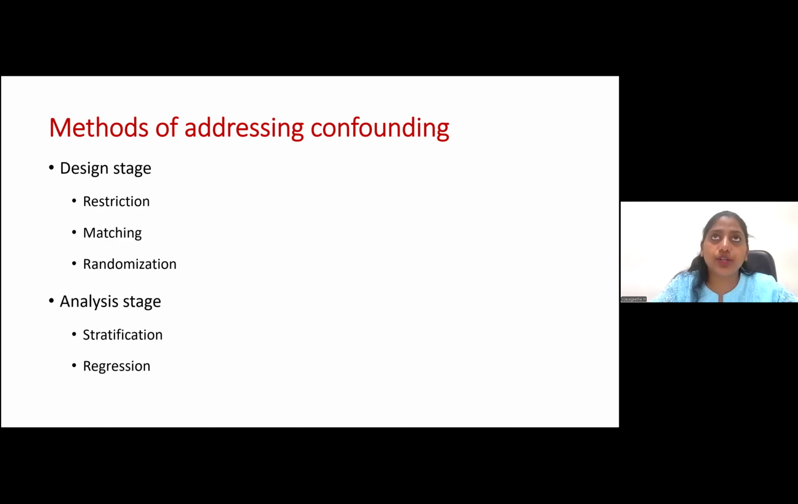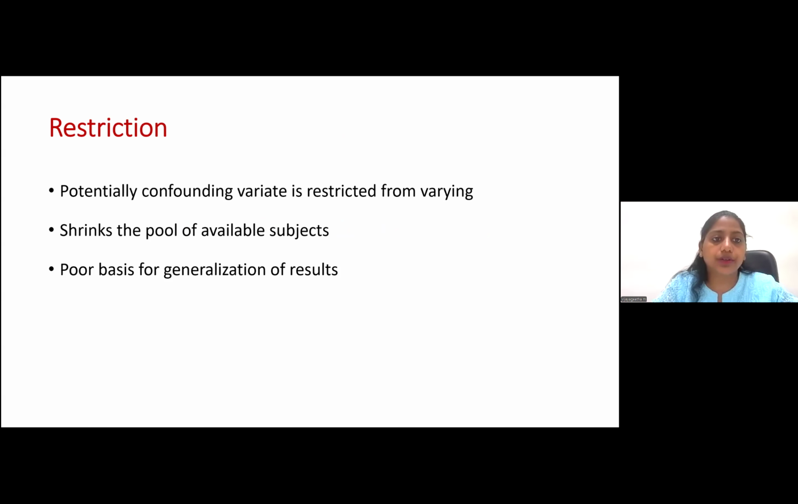So one of them is restriction. The other one is matching. Then we have randomization in randomized control trials. And if this was all not possible, then at least at the analysis, we could still stratify like what we saw in the previous example, or we could do a multivariable analysis using regression. Okay, so what do we mean by restriction? So it is potentially confounding weight is restricted from varying.